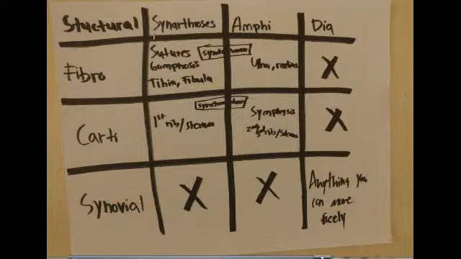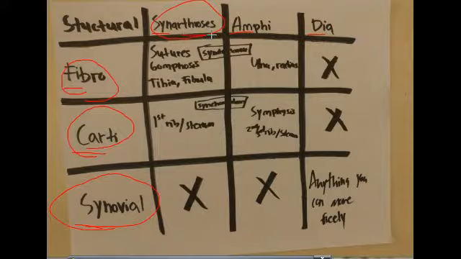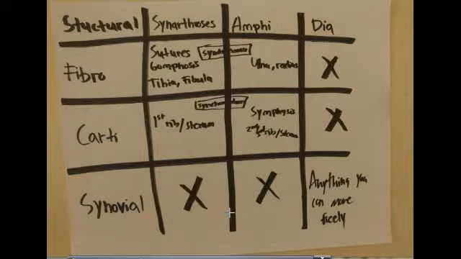So, you can easily remember all of this by sad faces. And you just have to remember fibrous, cartilaginous, and synovial. And then synarthrosis, they all end in arthrosis, amphiarthrosis, diarthrosis.